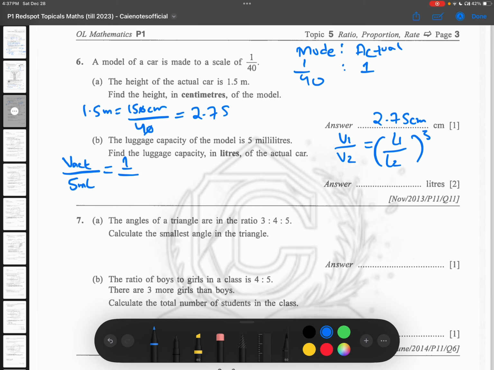Or what I can do is I can also write, I need to write basically 1 upon 40. So I will have to divide 1 by 1 upon 40.